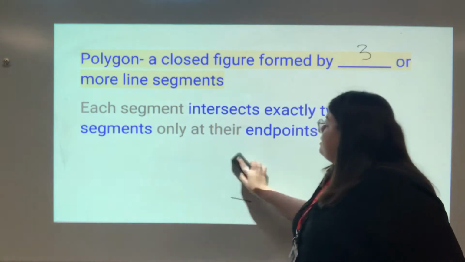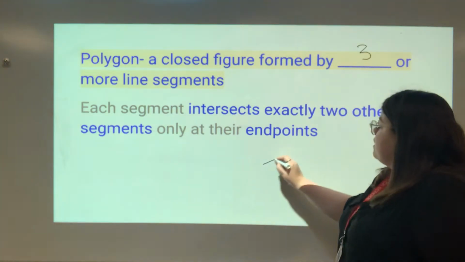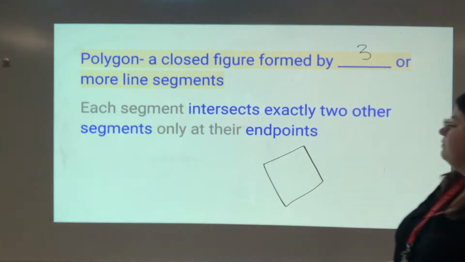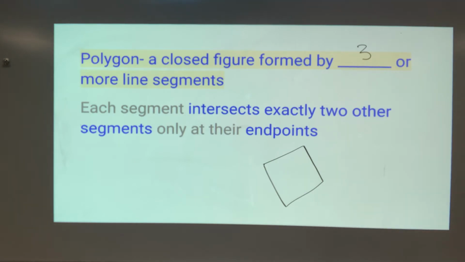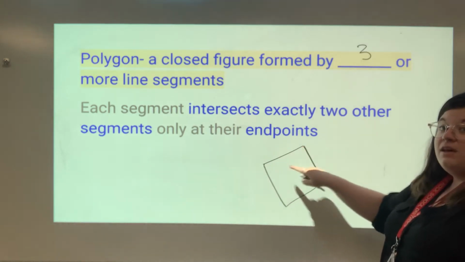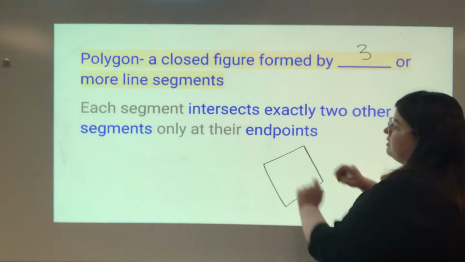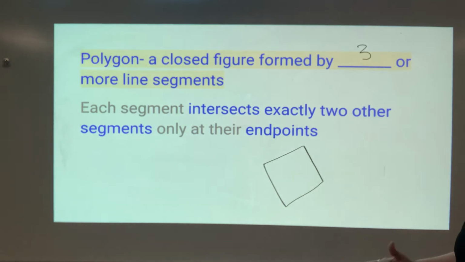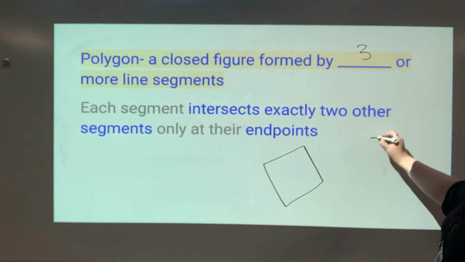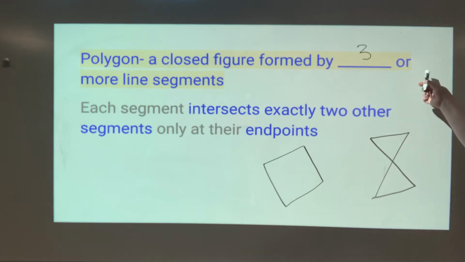Each segment intersects exactly 2 other segments only at their endpoints. So again, if I throw up here's a square, well, a nice looking diamond. Maybe it's not a perfect square or perfect diamond, but check it out. All of these segments here, this side, it intersects with only 2 other segments exactly at their endpoints, right there. So the non-example that I'm thinking about is, it's a closed figure, right? It's made up of 4 line segments, so it should be considered a polygon.